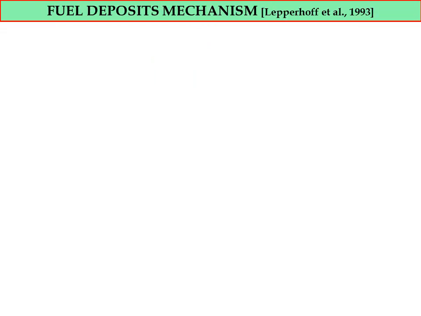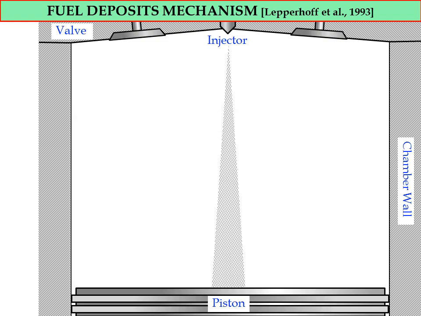Okay, the fuel deposit mechanism based on the suggestion by Lepperhoff et al. 1993. So the figure shows a simplified schematic diagram of a cross-section drawing of the combustion chamber. We have the intake valve and also the exhaust valve. We have the injector that produces a fuel spray. We have the piston and also the chamber walls. So there are two types of mechanism. The first mechanism refers to the deposit formation mechanism.